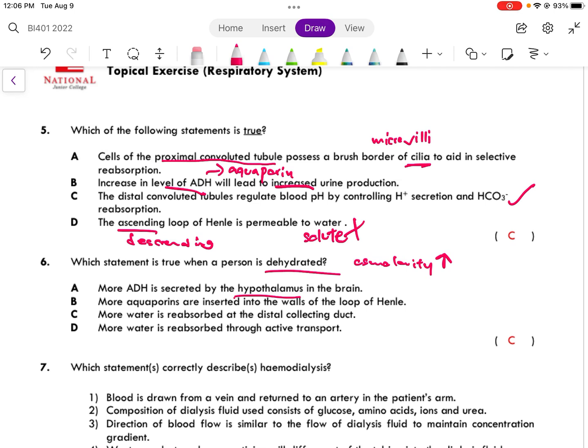D, more aquaporins are inserted into the walls of the loop of Henle. While this part is true, it's not the loop of Henle. It should be the collecting duct, as well as the distal convoluted tubule. More water is reabsorbed at the distal collecting duct. Okay, distal means the later parts of the collecting duct. This is possible. More water is reabsorbed through active transport. This is not true. Water is reabsorbed through osmosis. If we want more osmosis to occur, then we need more aquaporins. So C is the best answer.